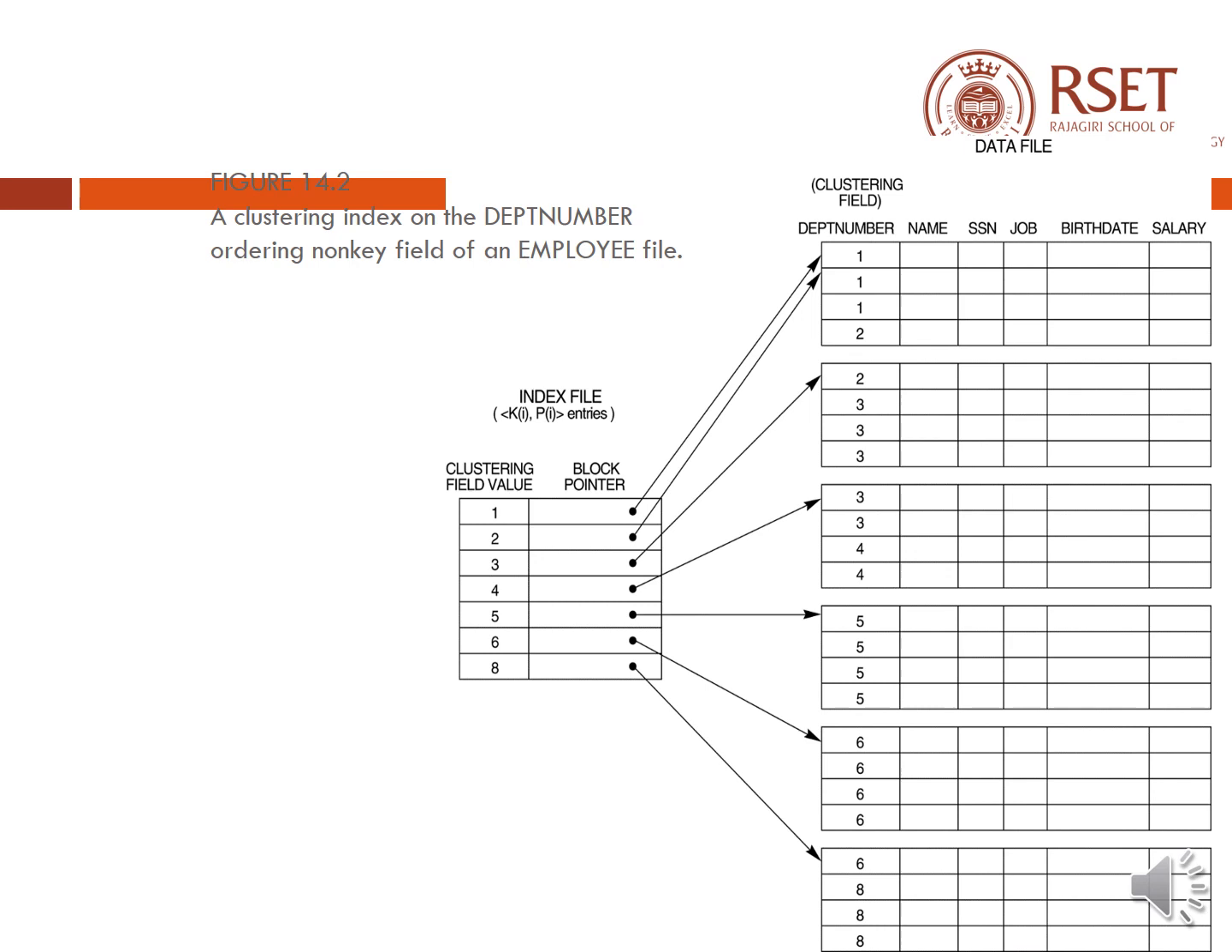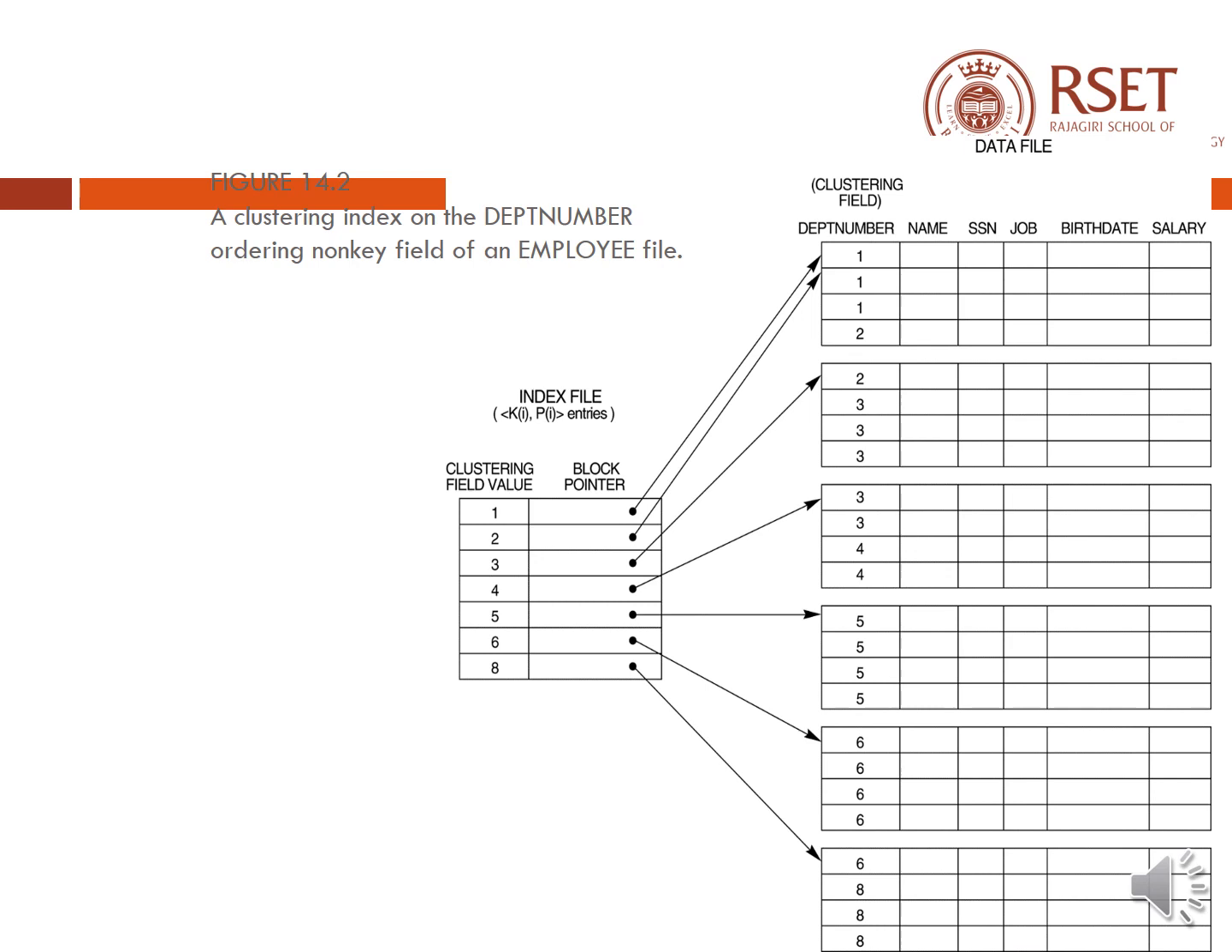Here you can see department number 1 has 3 entries. Another one is 2, and I am starting it in the same block itself, without leaving any space. So how will the index be? Department number 1 is there, 2, 3, 4, 5, 6, then 8. For each different value, each different group, I have created an index. That's why, since different clusters are there, it is known as a clustering index.